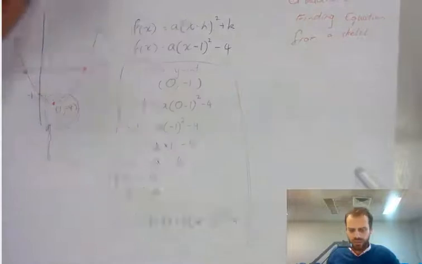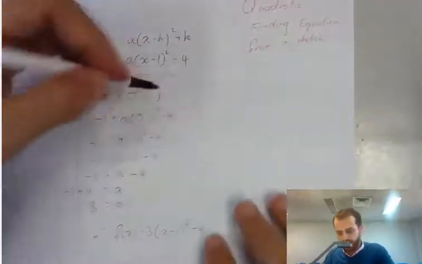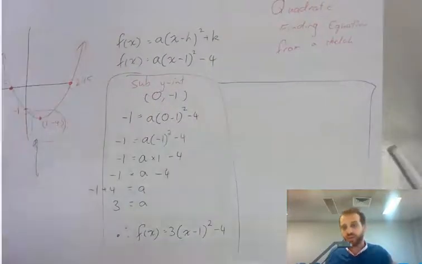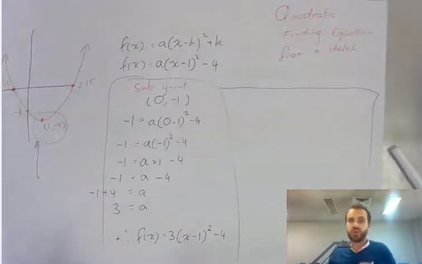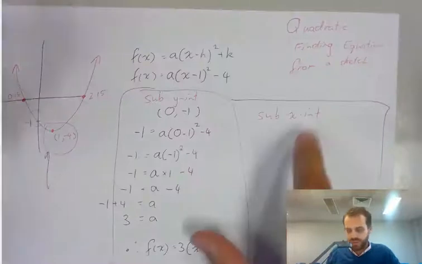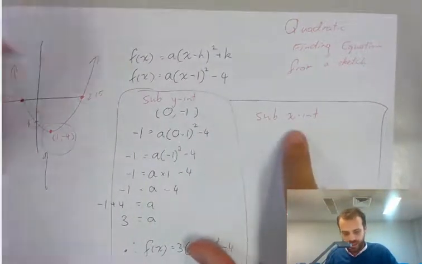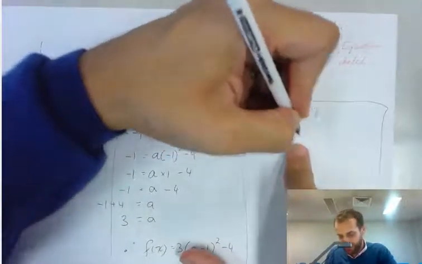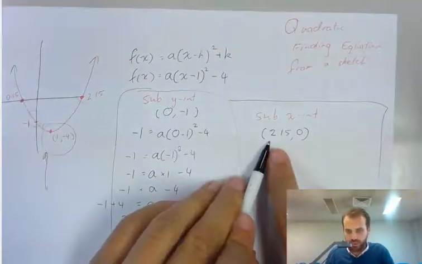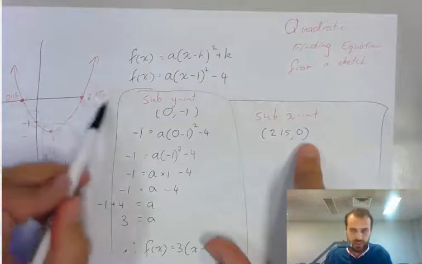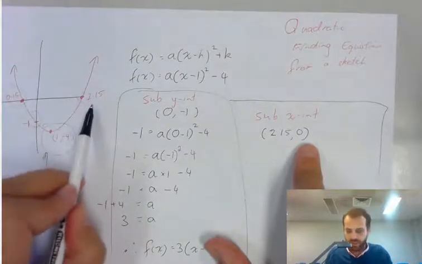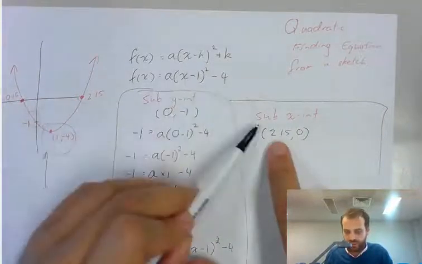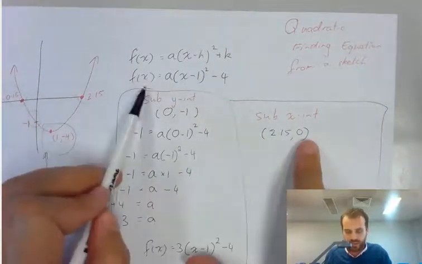From here, I'm just going to prove to you that it didn't matter whether I subbed in the y-intercept or the x-intercept. I also want to show you that so you can get a clear understanding of what that would look like. So if I sub in an x-intercept, that's going to have 2.15, 0. That's that point there. Remember, that's the point. So that means everywhere I see x, I'm going to sub in 2.15, and everywhere I see f of x, I'm going to sub in 0.